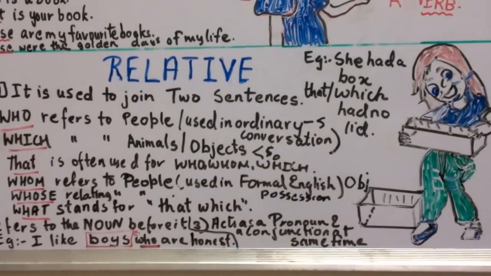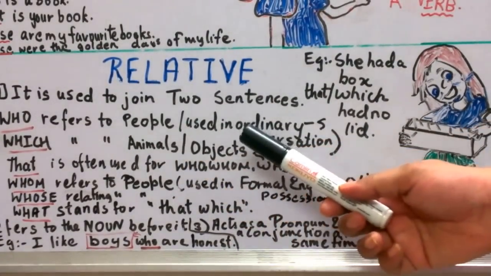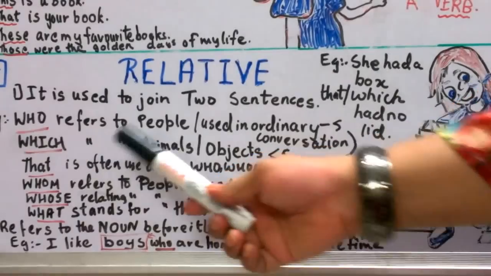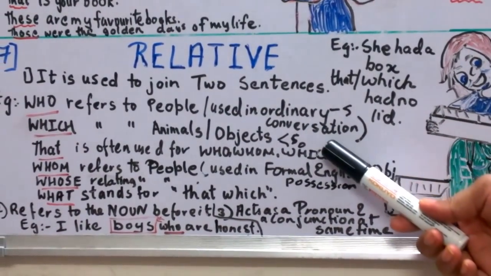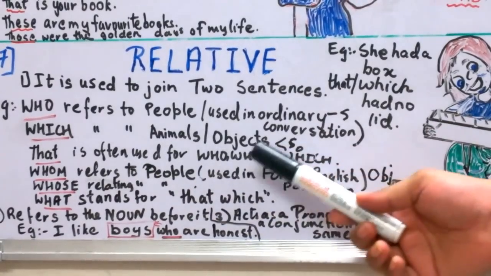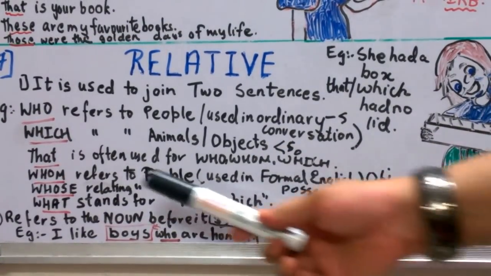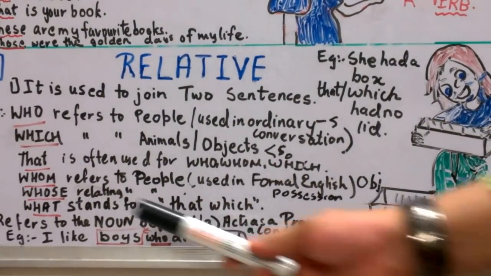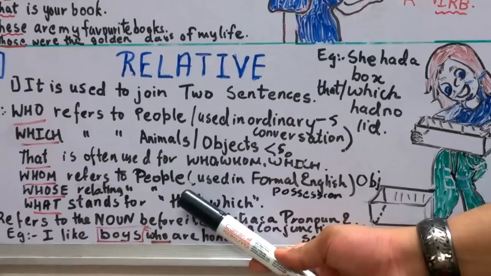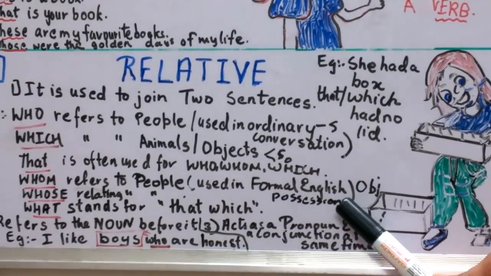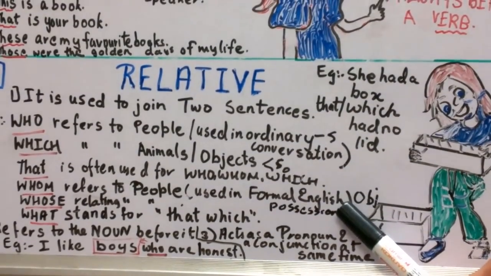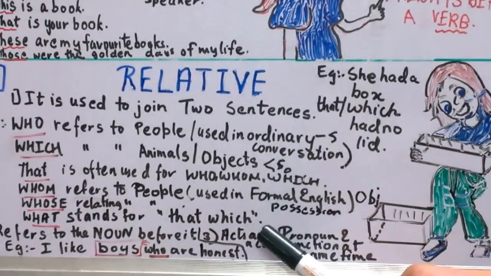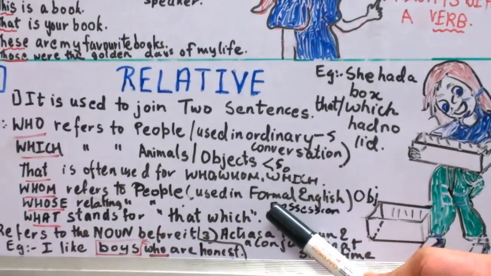So you will have to understand this, that who refers to people used in ordinary talking, which refers to animals and objects, which is subject and object. That is often used for who, whom and which. Whom refers to people used in formal English and is naturally used as an object. Whose is relating to people and it is in possession. It is the he who possesses it. What stands for that which. Remember all this and you will be easily able to answer all your questions.